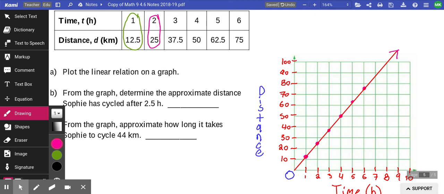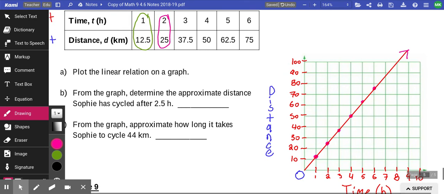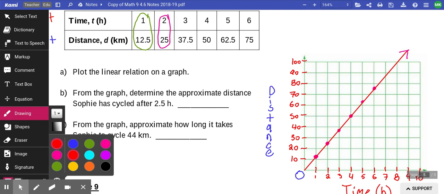With a graph, I can then interpret the data really easily. That's the perk of it all. I took my data and turned it into a graph. Now I can use my graph to answer questions about that data. The first question says, from the graph, determine the approximate distance she cycled after 2.5 hours. So I'm looking for 2.5 hours on my graph. For me, 2.5 was right about here. If I go straight up, I think it's safe to say that's really close to 30. If you said 30.25, 31, 29, anywhere around 30 would get you the mark.